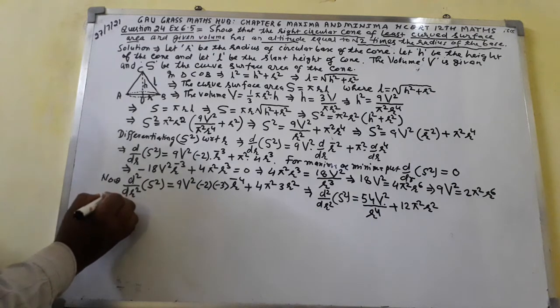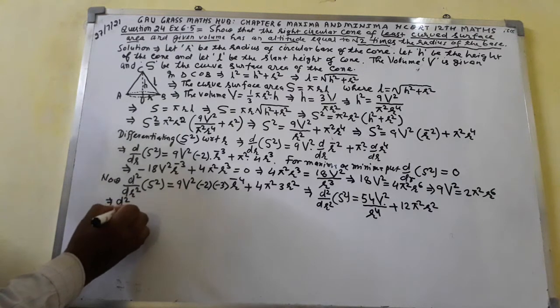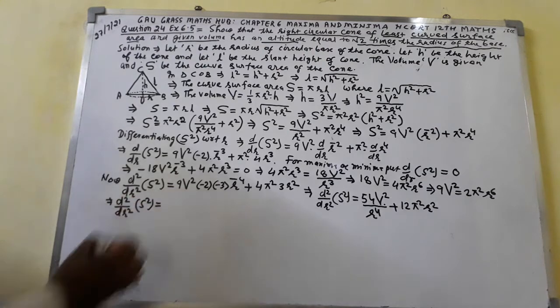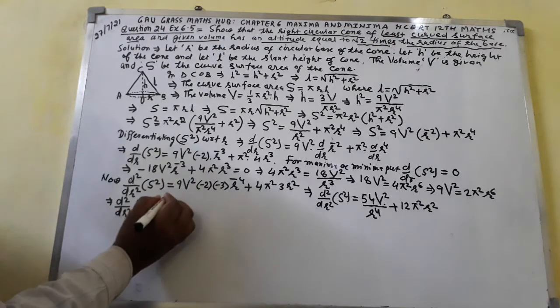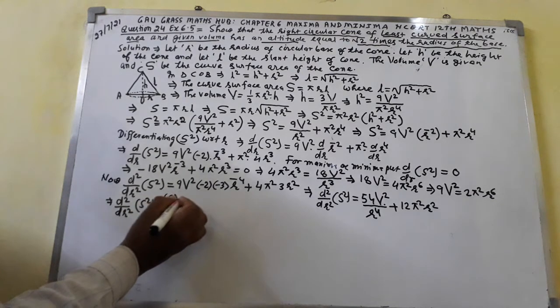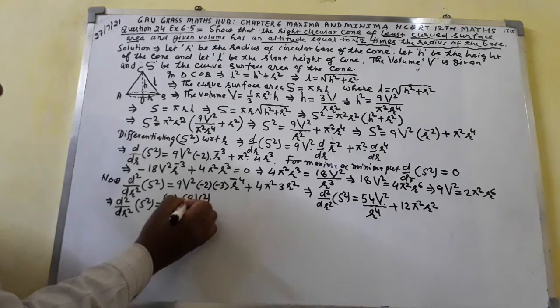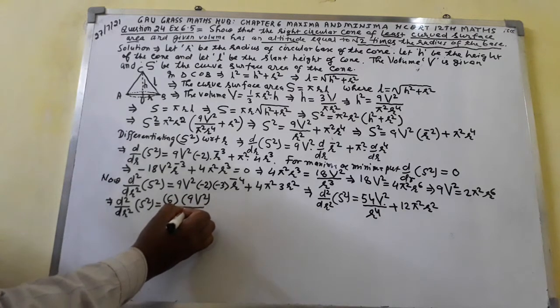Now again I shall write, implied that d square over dr square of S square equal to 54. 54 will be broken in two parts. 6 I shall write, here write 9V square whole over R raised to the power 4.